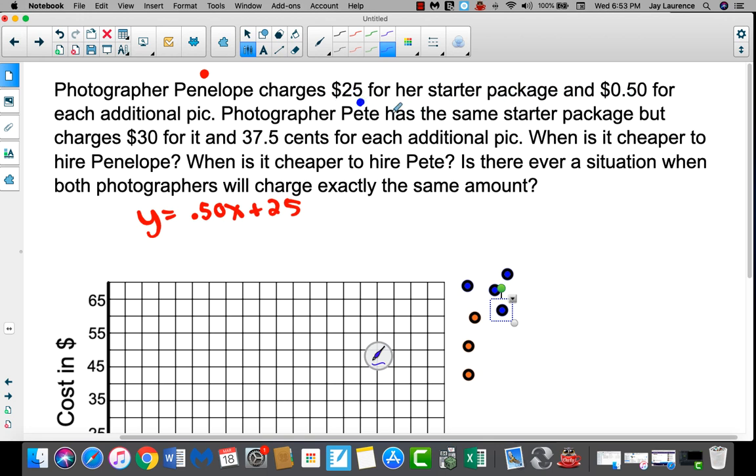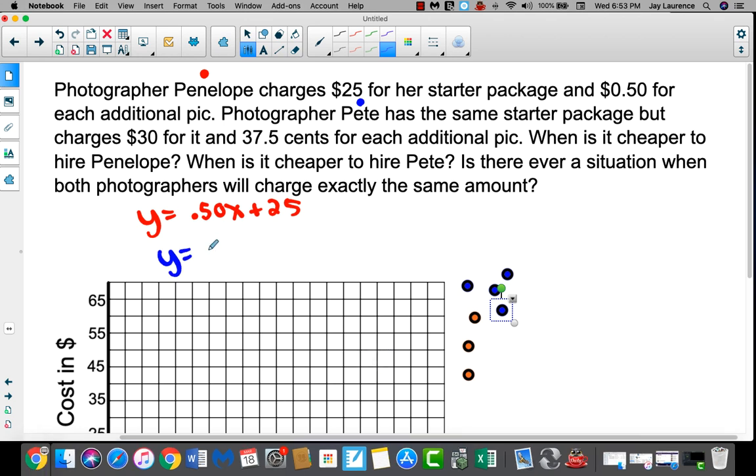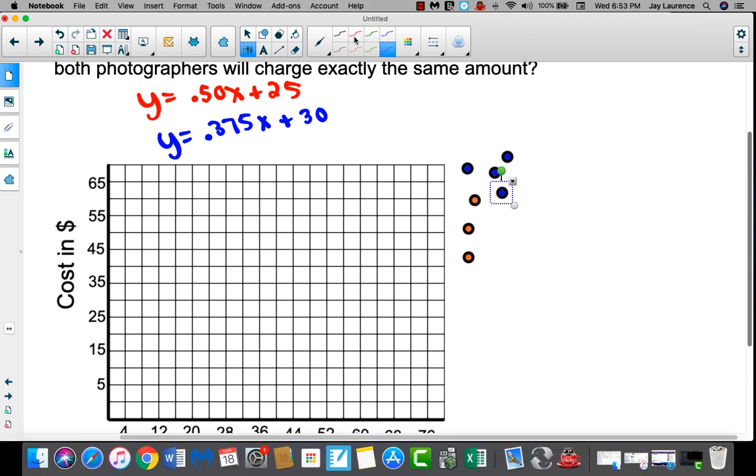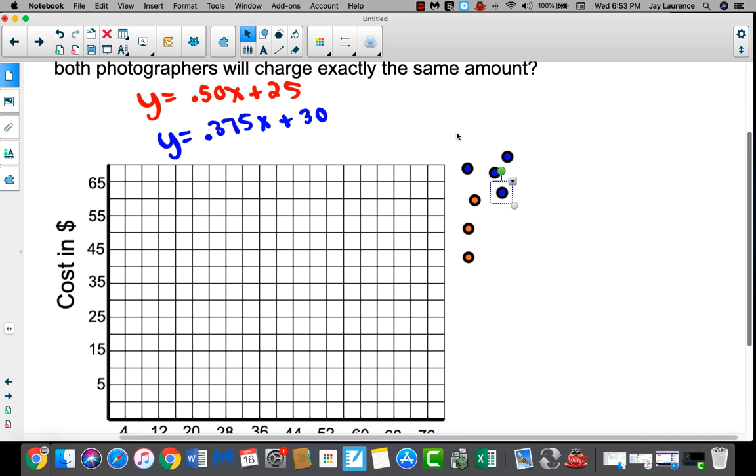Pete has the same starter package but charges $30 for it and 37.5 cents for each additional pick. So Pete's equation would look like this: 0.375x plus 30. Now the problem is, if you take a look at the graph, it's going to be really hard to graph 375 1/1000ths rise and run. So I'm going to manipulate these equations. Okay, I'm not going to mess with the y-intercepts. The y-intercepts are cool. I'm going to put Pete's y-intercept at 30 and Penelope's y-intercept at 25. That part is no problem.